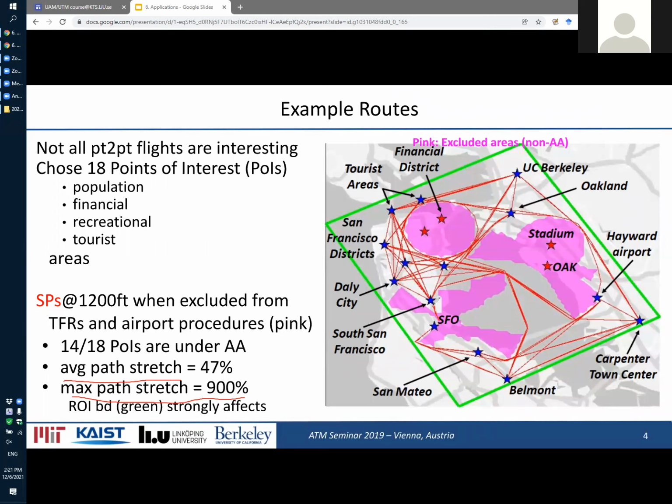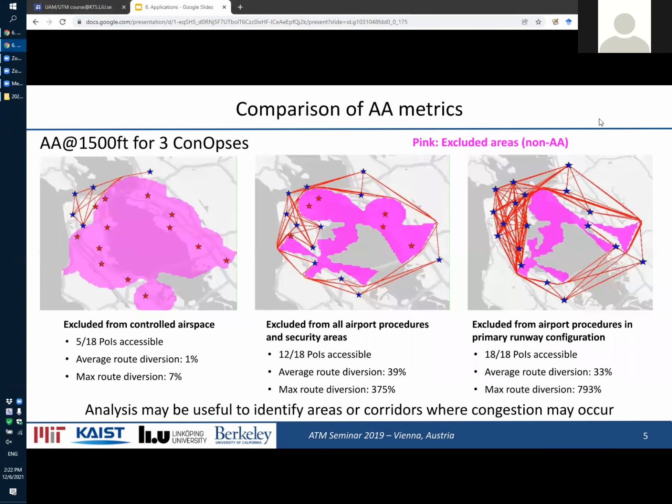I guess it was between these 2 points, which would be connected quite close to each other, if not for the San Francisco airport, where the procedures that you have to avoid make you go really very much around, leading to a really large value of the path stretch factor. And here are also some other examples.